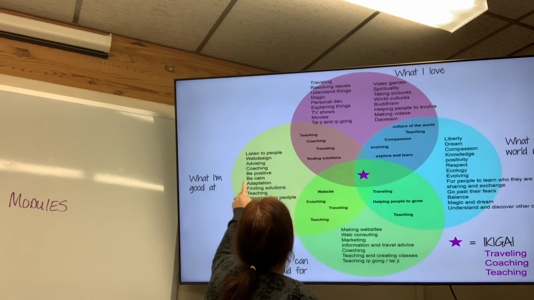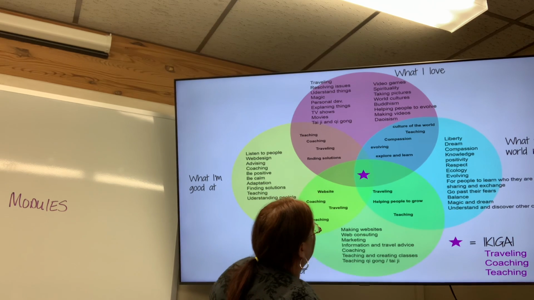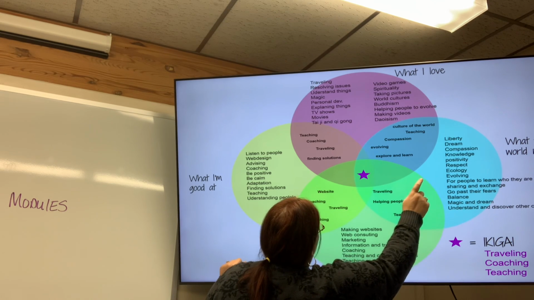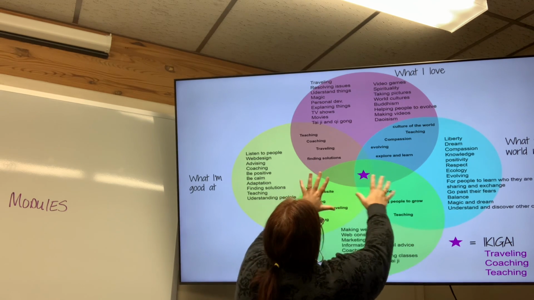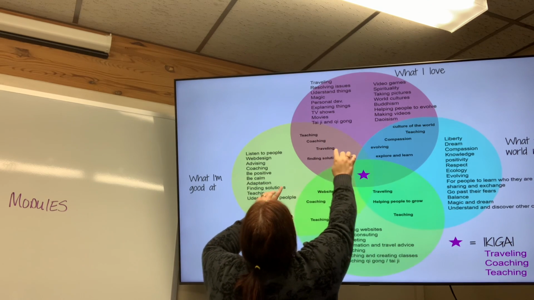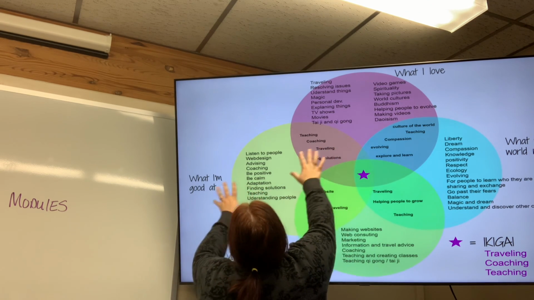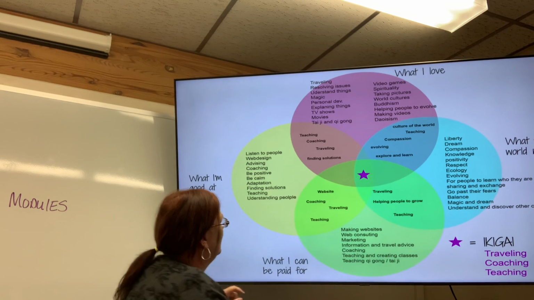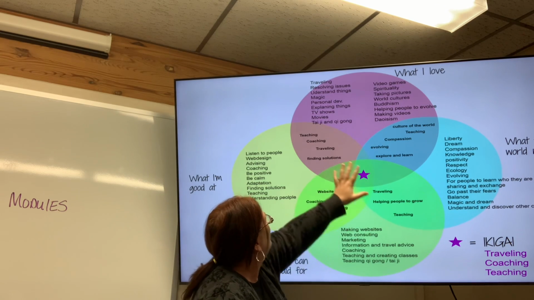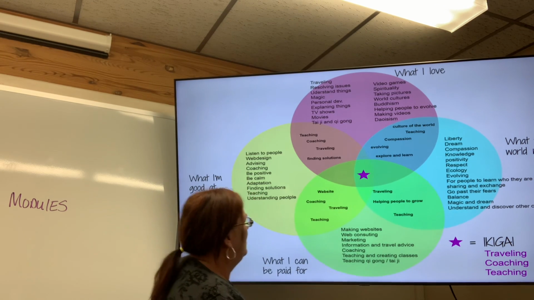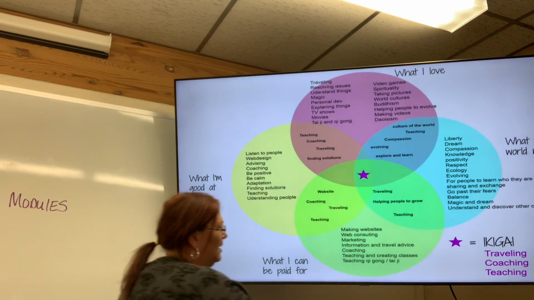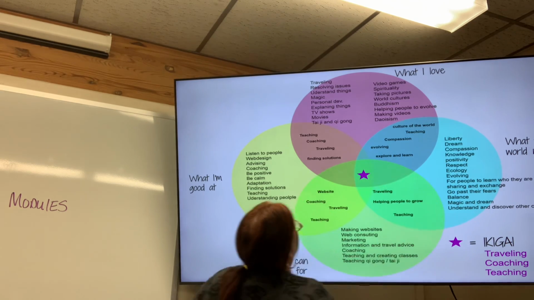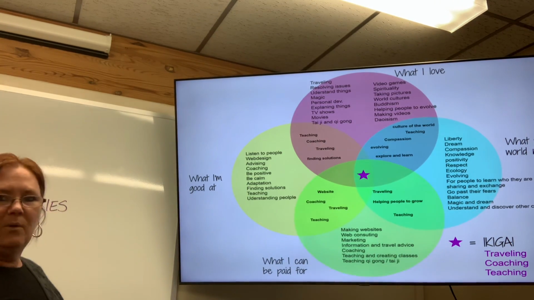So if you start to look at them, you start to pull them all together out of each one. We've got teaching, we've got traveling, we've got helping people grow. So they've got these all together with teaching, coaching. So what I love, what I'm good at, what the world needs, what I could be paid for. And you usually find something in the middle that comes from every single one of them. So his Ikigai is traveling, coaching, and teaching, because those all kind of come together with all four of them.